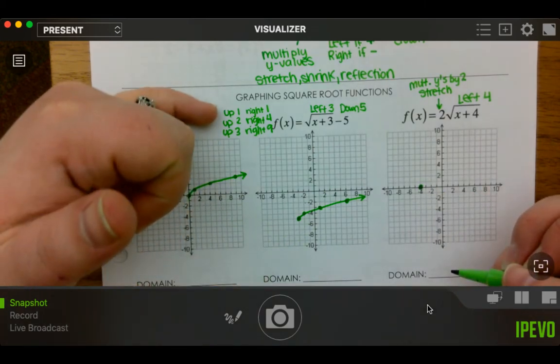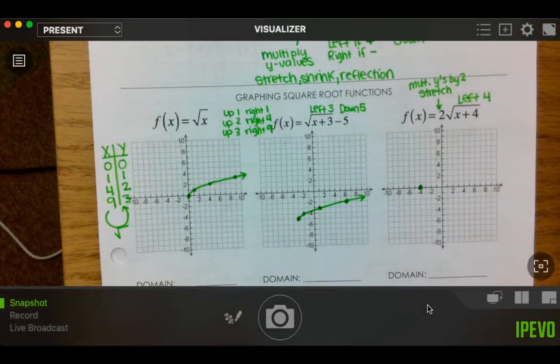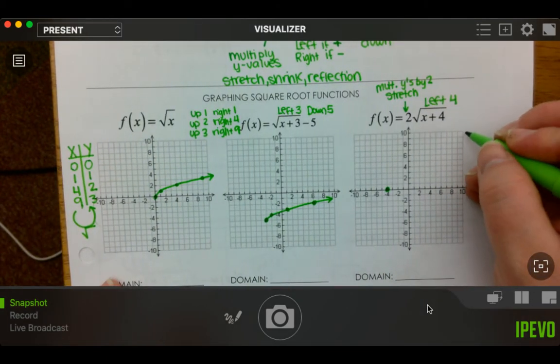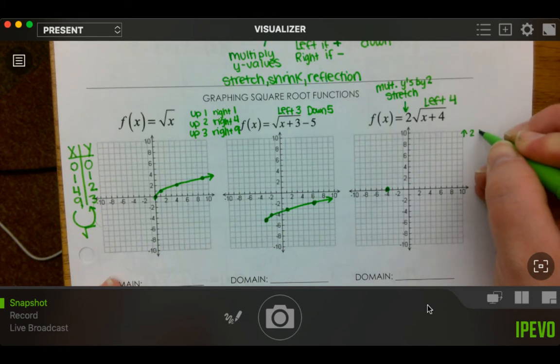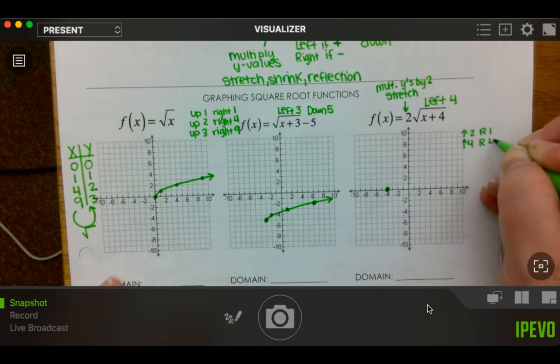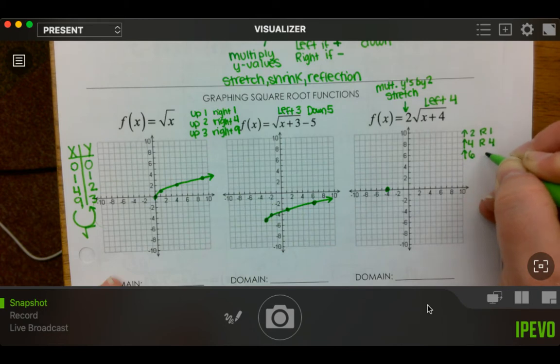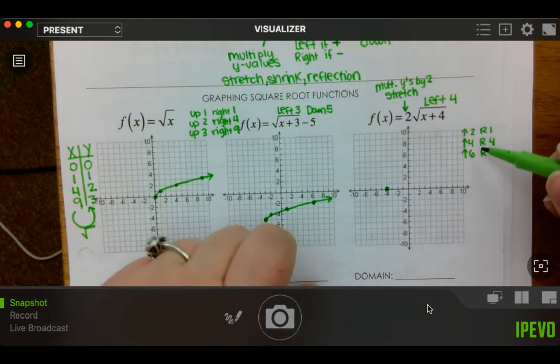And then for this pattern, I'm going to double all of the ups. That's what it means to multiply the y's by 2. So I'm going to go up 2, right 1. Then I'm going to go up 4, right 4. And then I'm going to go up 6, right 9. So where am I getting these numbers from?